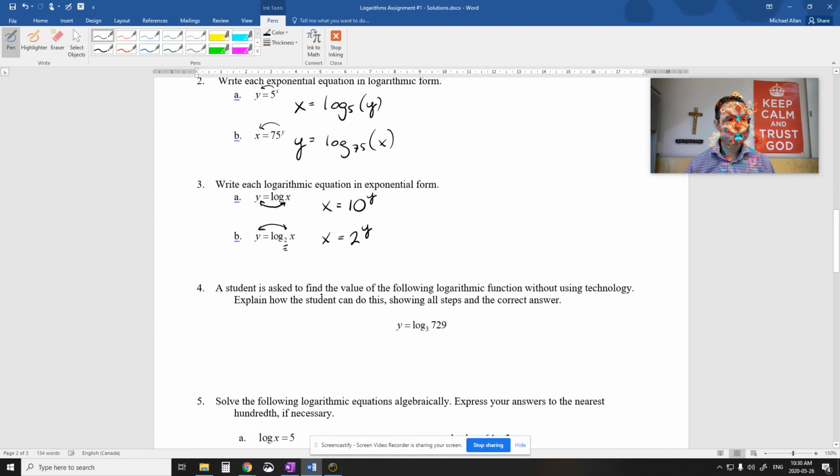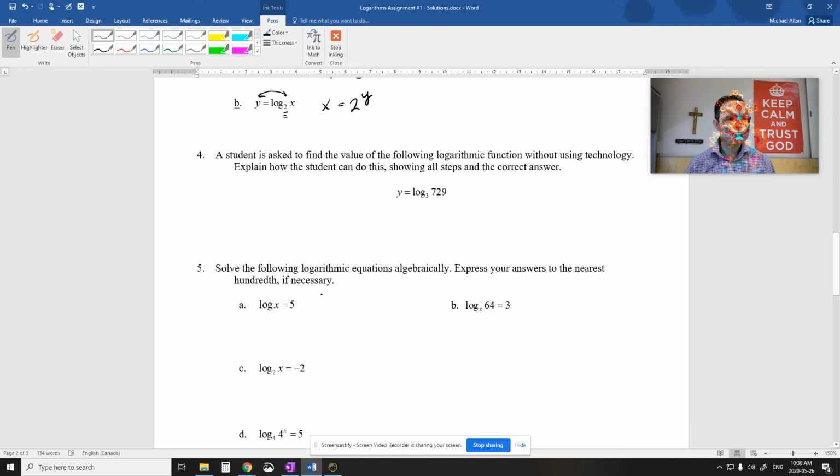There you go. Students asked to find the value without using technology. Explain how he can do this. To figure out how I can solve this, I'm going to write it in exponential form instead. You could draw a little 7, and put a little y over here if you want to instead. Starting with the 3, go up to here and then go across. So this would be 3 to the power of y is equal to 729.